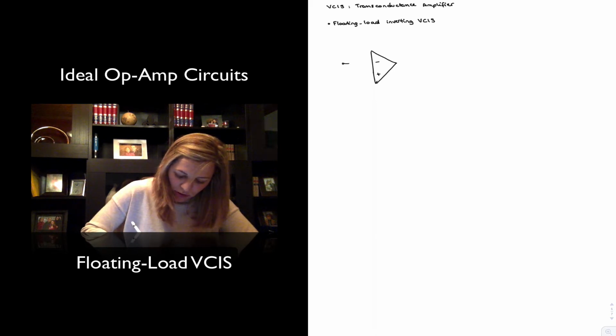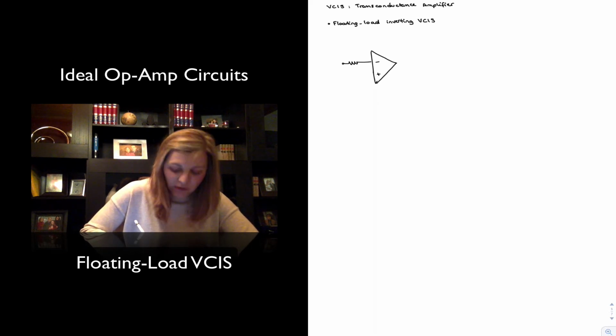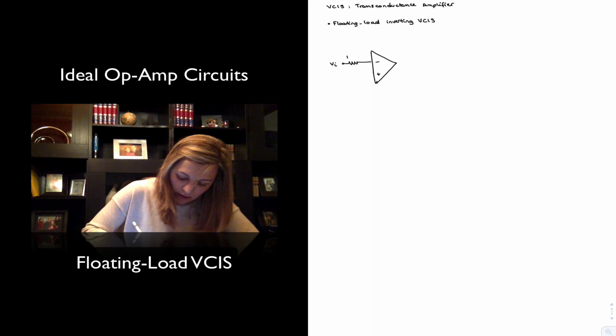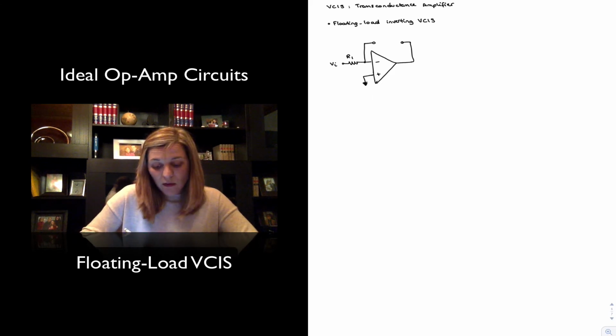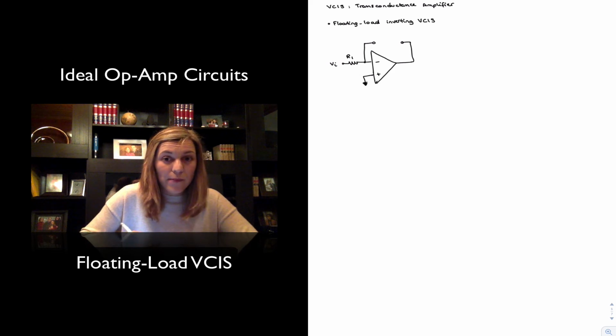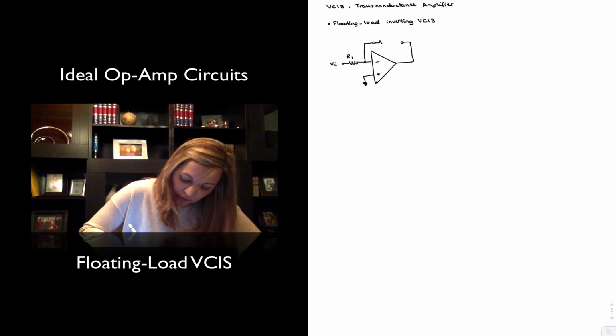So in this case, we're doing the inverting, and so that means our input signal is applied at the inverting terminal, at the negative terminal of the op-amp. I'm going to call this R1. And then our load resistor, so this will be basically the circuit with the positive input grounded. Our load resistor is going to be connected between the negative input terminal and the output, and that's why it's termed a floating load. Not one of the terminals is connected to ground. And so this is my RL.